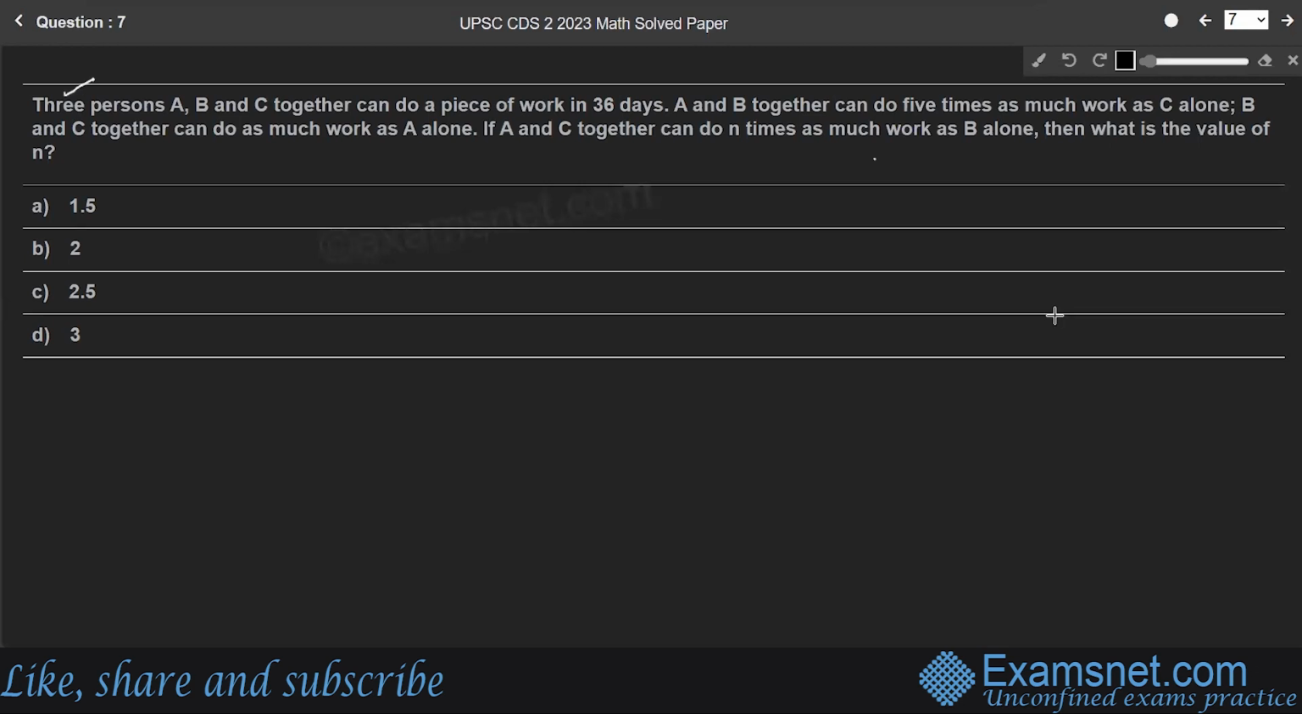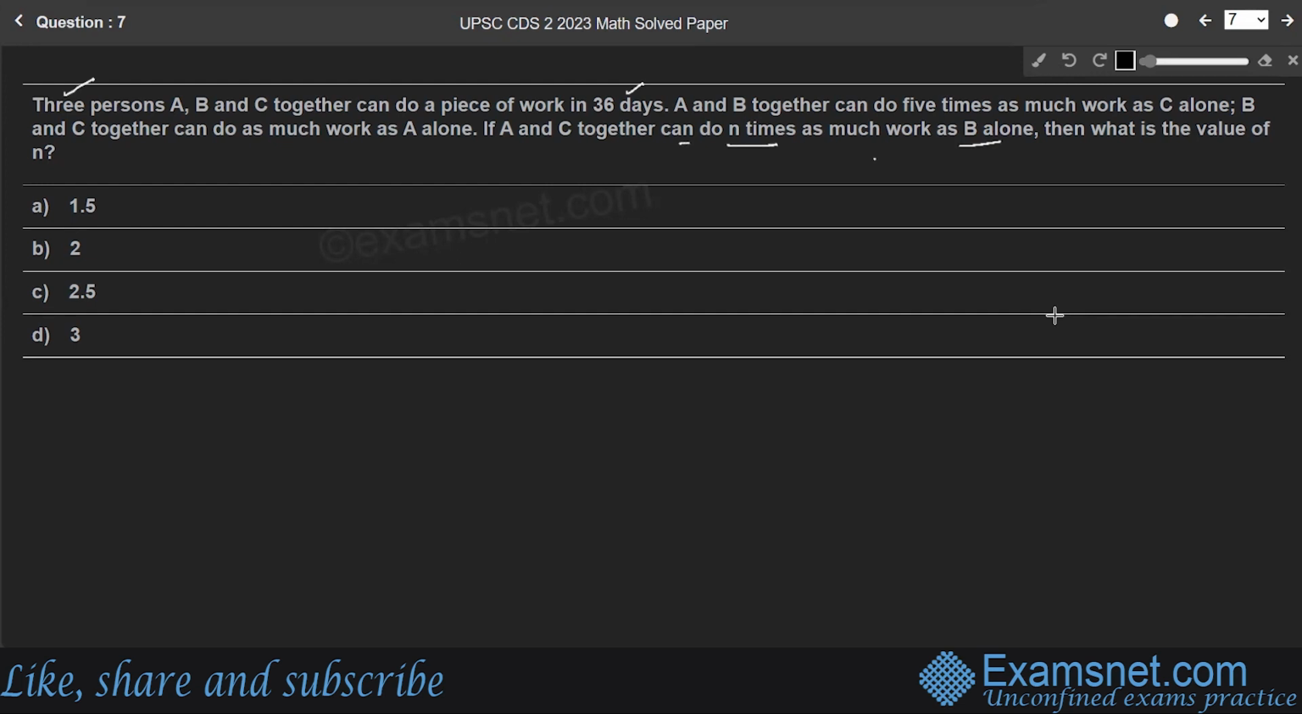Question 7. Three persons A, B and C together can do a piece of work in 36 days, and A and B together can do 5 times as much work as C alone, and B and C together can do as much work as A alone, and A and C together can do n times as much work as B alone. Then what is the value of n?